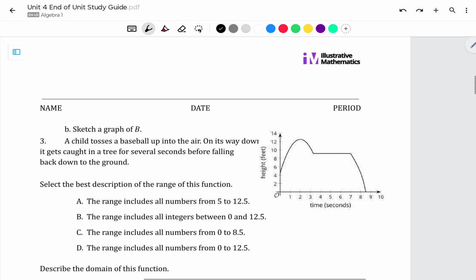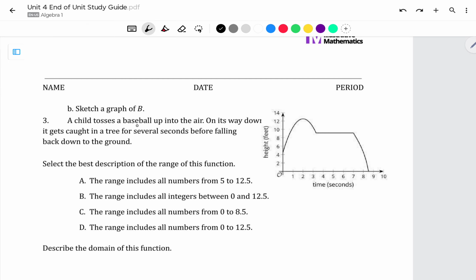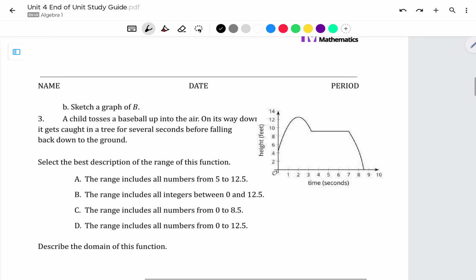Okay, next question. A child tosses a baseball up into the air. On its way down, it gets caught in a tree for several seconds before falling back down to the ground. Select the best description of the range of this function. Range includes all numbers from 5 to 12.5. Remember, we said range was the y. Look at the y-axis, and then look at the x-axis for domain.